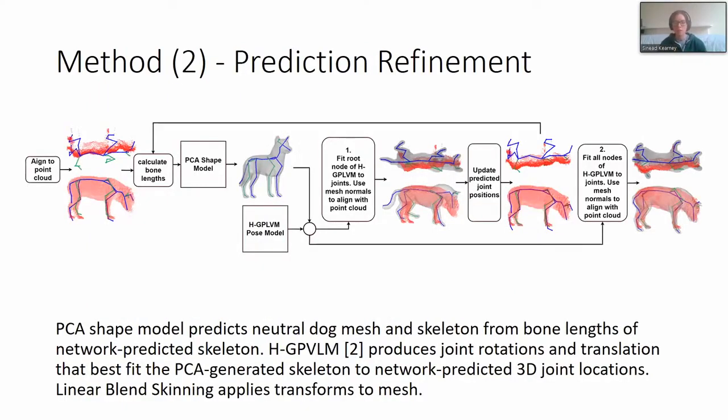And then the second stage is our refinement stage. We take these 3D joint locations and we calculate the bone lengths of the skeleton. We take these bone lengths and use a PCA shape model to generate the dog that best fits these bone lengths. So now we have the dog skeleton, and we use a pose model called a hierarchical Gaussian process latent variable model to pose a skeleton such that it best fits the 3D joint positions that the network predicted.